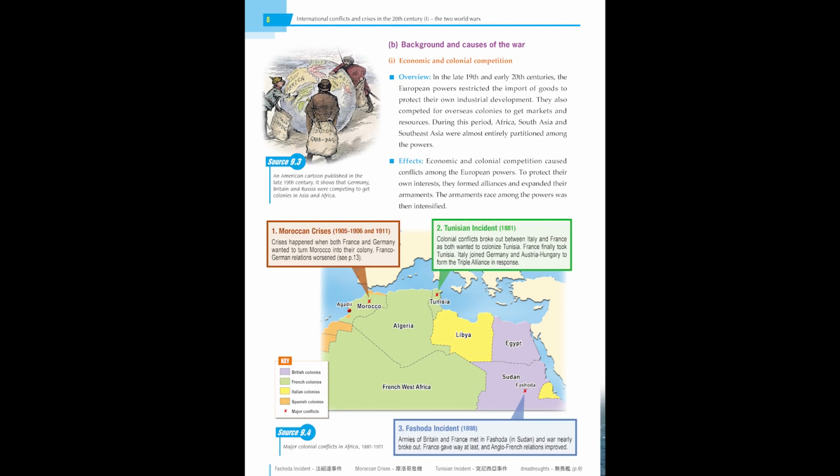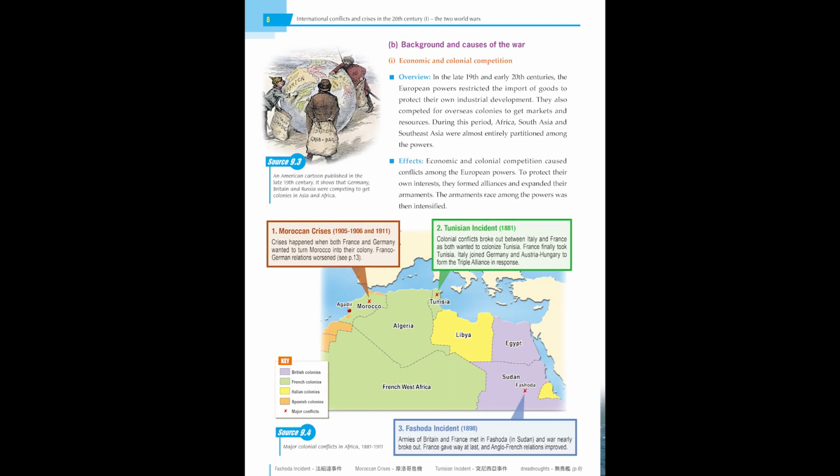Effects. Economic and colonial competition caused conflicts among the European powers. To protect their own interests, they formed alliances and expanded their armaments. The armaments race among the powers was then intensified. Look at the source 9.3. An American cartoon published in the late 19th century. It shows that Germany, Britain, and Russia were competing to get colonies in Asia and Africa.